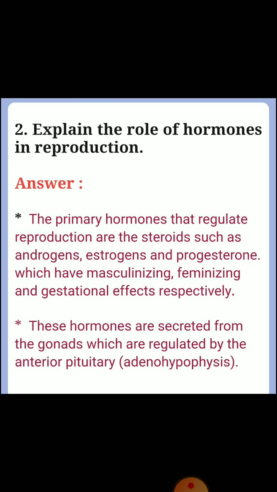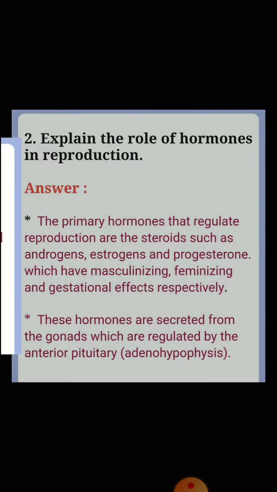Answer, the primary hormones that regulate reproduction are the steroids such as androgens, estrogens and progesterone, which are masculinizing, feminizing and gestation effects respectively. These hormones are secreted from the gonads, which are regulated by the anterior pituitary, adenohypophysis.